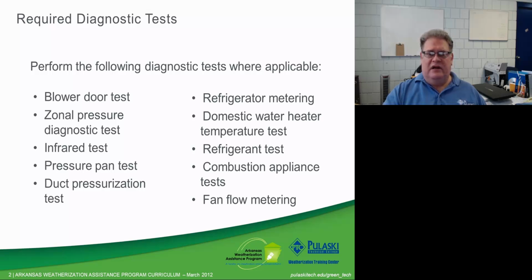We want to take a look at domestic water heater temperature, see what it's set to, and make sure it's in a safe range. A refrigerant test, if applicable. That goes back to whether or not we need to make an adjustment to the AC system, the refrigerant in the air conditioning system. And then fan flow metering. These are the diagnostic tests that should be run coming in and should be run coming out.